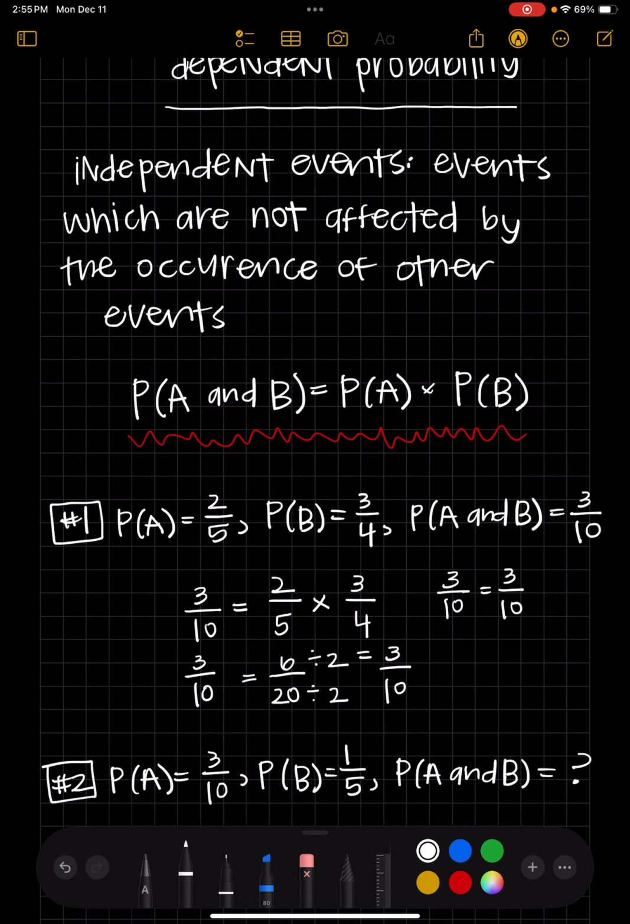And so because this equation makes sense, these events are independent. Now, if it didn't make sense, if we got 3/10 is equal to 4/5, or 3/10 is equal to 1/2, or something that didn't make sense, where the left side didn't equal the right side, then the events would be dependent.